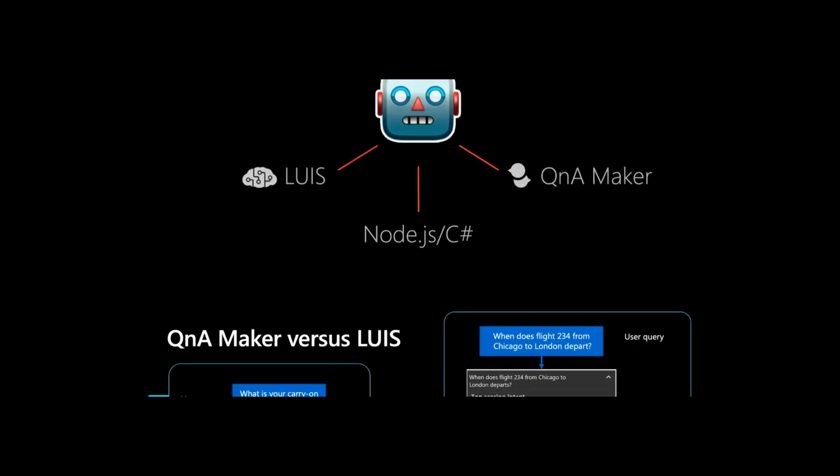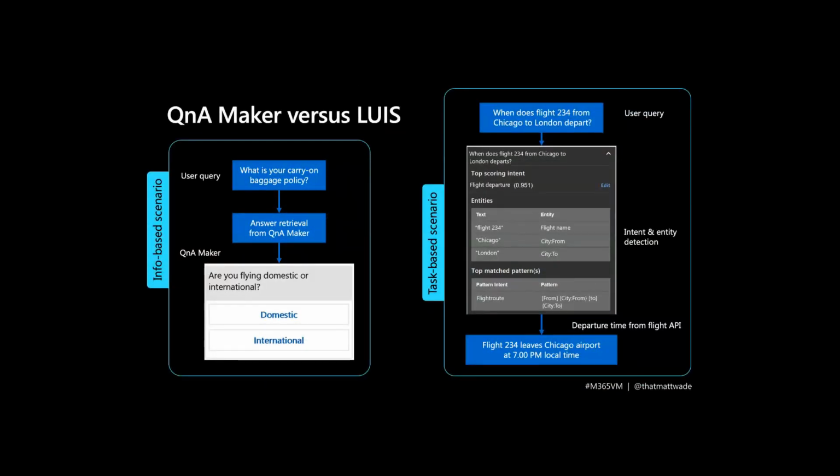And if we were to compare a little bit of the difference between QnA Maker and LUIS, an information-based type of experience would be like on the left here, where somebody says, what's your carry-on baggage policy, maybe to a chatbot on an app for an airline. And then QnA Maker has a response and says, okay, are you flying domestic or international? And that's just a QnA Maker experience.